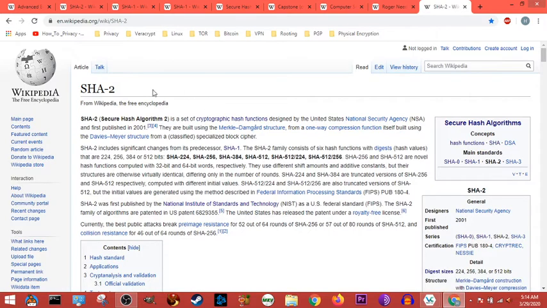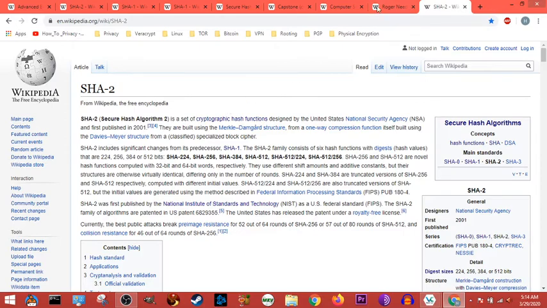Okay, so to start, SHA. SHA means Secure Hash Algorithm, and SHA-2 means Secure Hash Algorithm 2. It's a set of cryptographic hash functions designed by the National Security Agency, the NSA, you know how much we love those guys, and first published way back in 2001. That's what it is. Now, what is SHA?